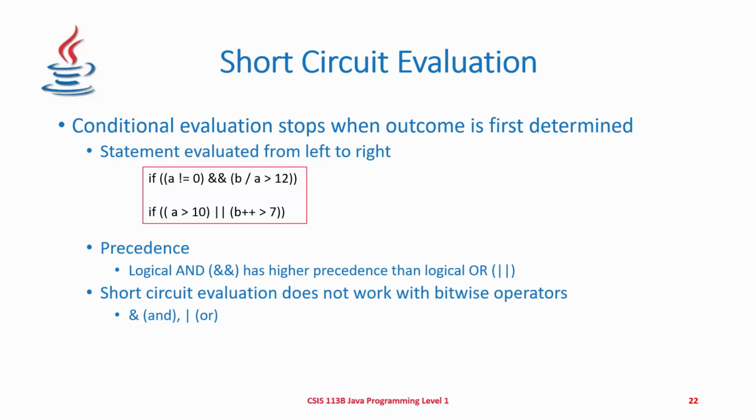But in the second example, what you see is we have an OR. See, in the first condition, both had to be true for the entire statement to be true. So that's why we could short circuit. If just the first part was false, we could short circuit it. With an OR, it does have to check both, because if a is not greater than 10, we're saying OR b incremented is greater than 7.